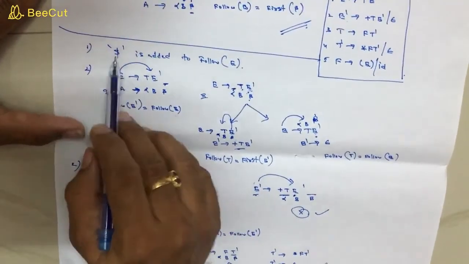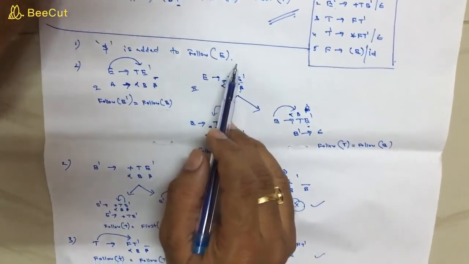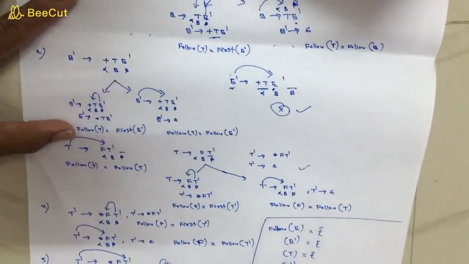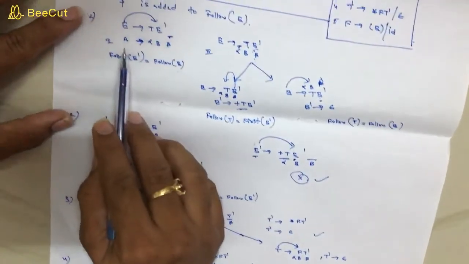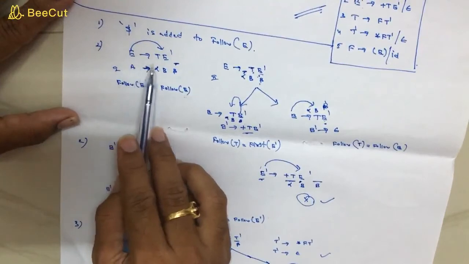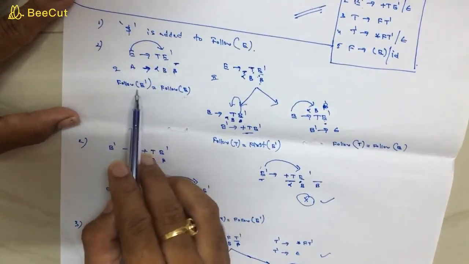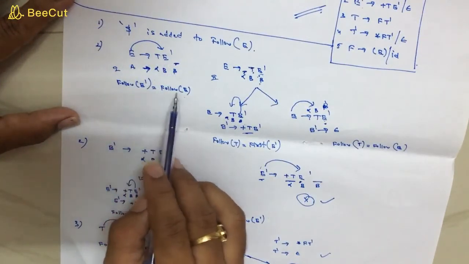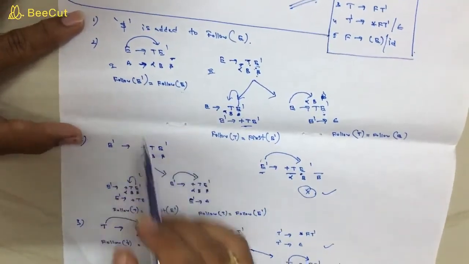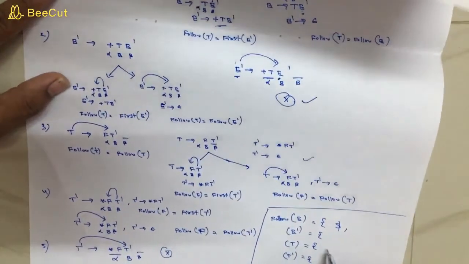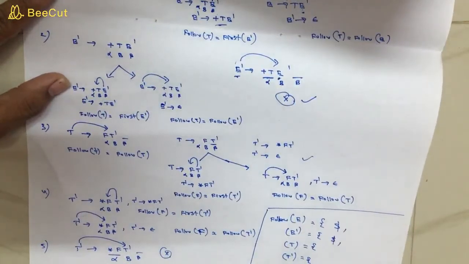So as per the first rule, dollar is added to the follow of E symbols. That means that the follow of E contains the dollar as per rule number 1. Rule number 2 tells about A tends to alpha B beta format. Here beta is not epsilon. That is nothing but follow of E dash contains follow of E symbols. That means whatever the symbols in follow of E will be added to the follow of E dash. So that means follow of E dash contains dollar.